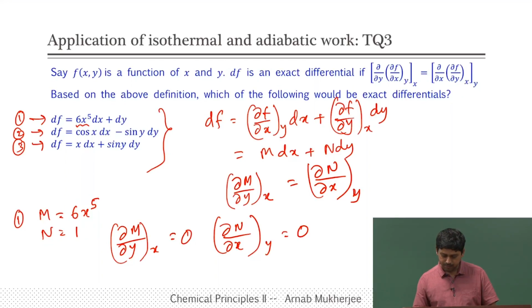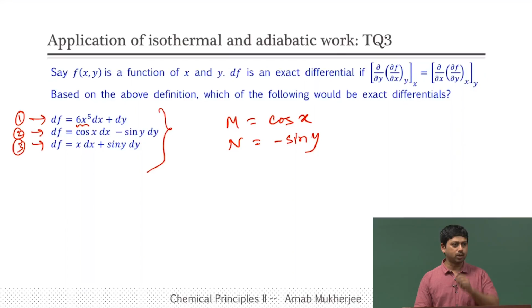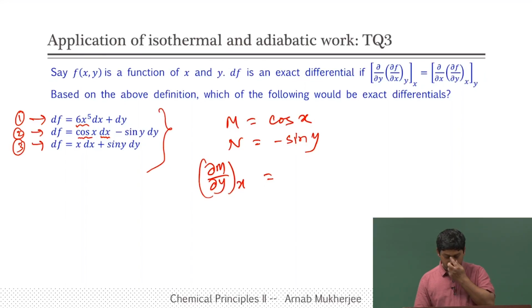Now, I have to erase it. Let us do the second one. For the second one, M is cos x and N is minus sin y, so do not forget the minus, because we are always talking about pluses. As I said, M is already a derivative with respect to x, and you know that because there is a dx here. Now, we have to do with respect to y. So, del M/del y at a constant value of x is equal to 0, and del N/del x at a constant y is also 0.